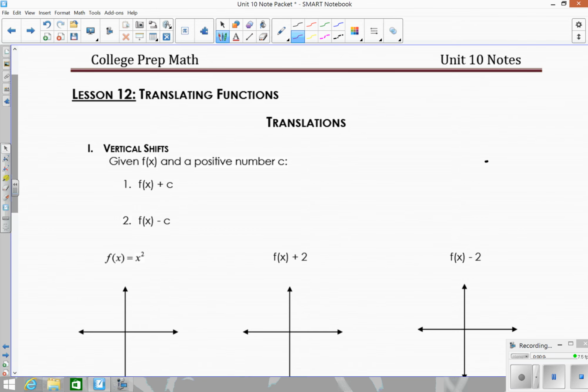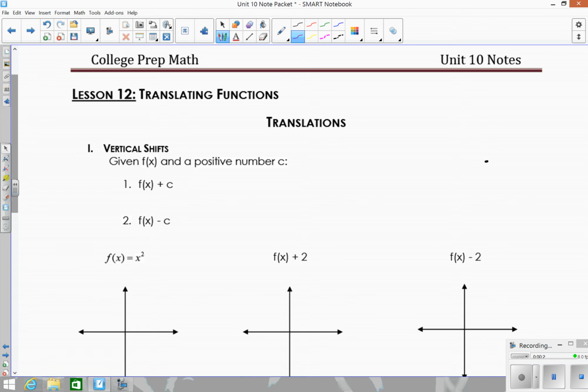In the next couple of lessons, we're going to start looking at transformations of functions. So basically what this means is we're going to be looking at shifts, so sliding a function, as well as reflecting, as well as shrinking and stretching functions. So in this lesson, we're going to focus on translating functions.